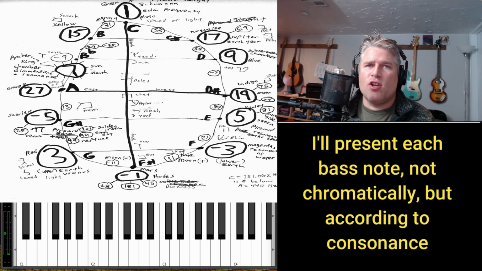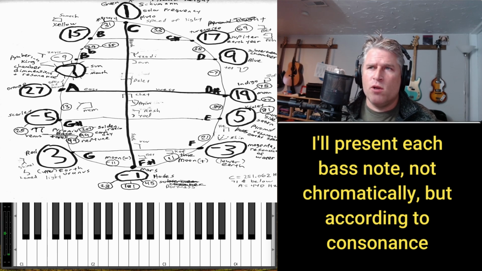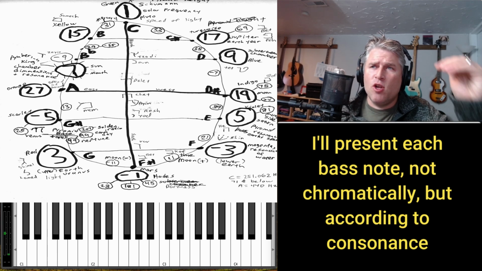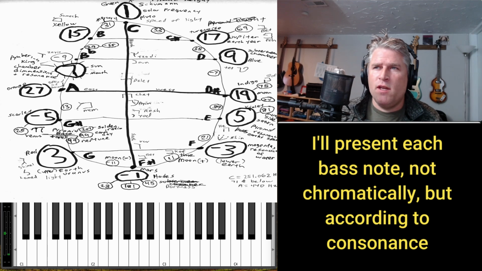I'm going to go based on consonance and popularity instead of going up chromatically. In other words, I'm going to show you each bass note that's the next most important one that you need to know. I'm not just going to go up C, C sharp, D. We'll hit all the notes and discuss whether they are a viable bass note, but I'm going to go by what actually sounds the most consonant or useful in a harmonic way.